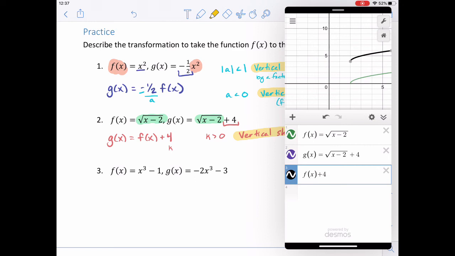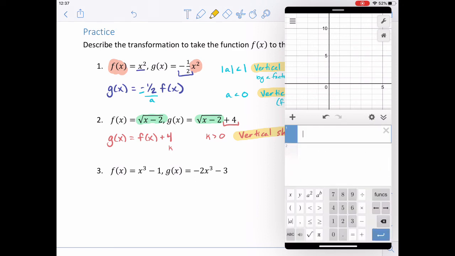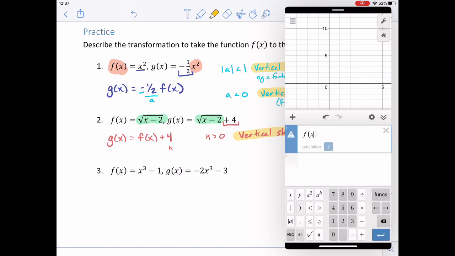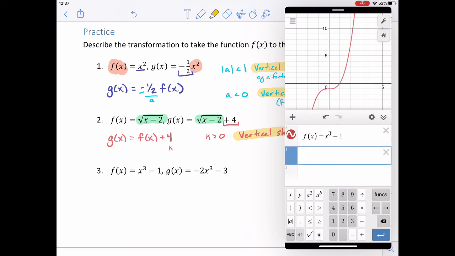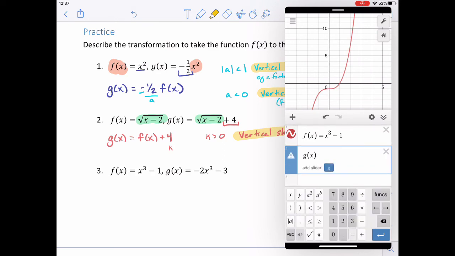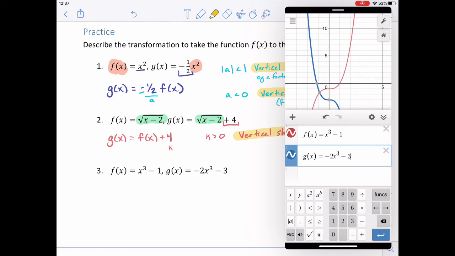So let's do that again. We're going to do a similar thing with this next one. So let's put it in. We've got f of x equals x cubed minus 1. Then g of x is equal to negative 2x cubed minus 3. So we see we've got two very different functions. And you might see that we have a flip because the up side of our function is on the wrong side of the graph.